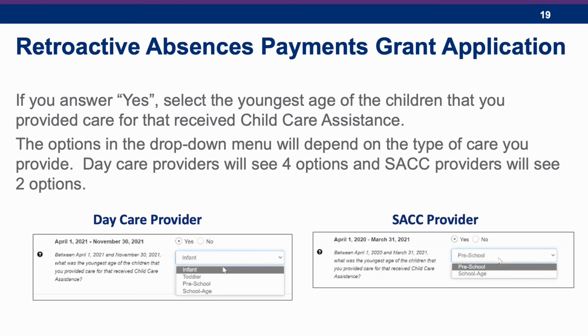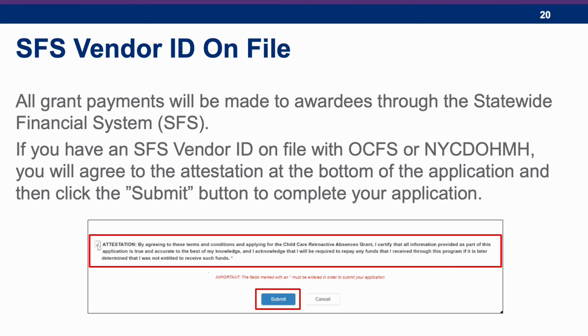If you answer yes, select the youngest age of the children that you provided care for that received child care assistance. The options in the drop-down menu will depend on the type of care you provide. Daycare providers will see the following 4 options: infant, toddler, preschool, and school age. SAC providers will see the following 2 options: preschool and school age. All grant payments will be made to awardees through the New York statewide financial system known as SFS.